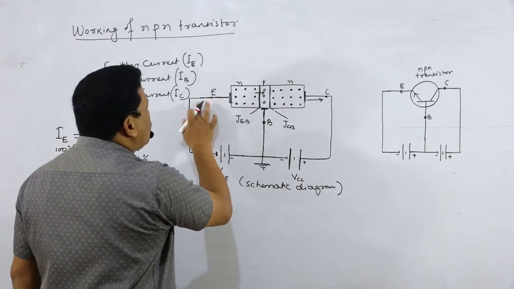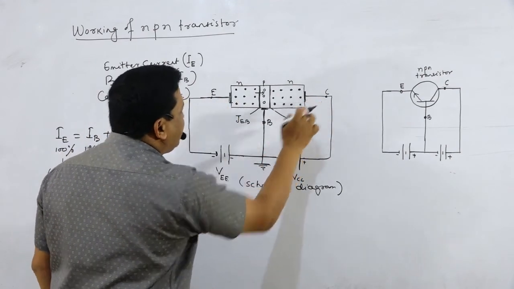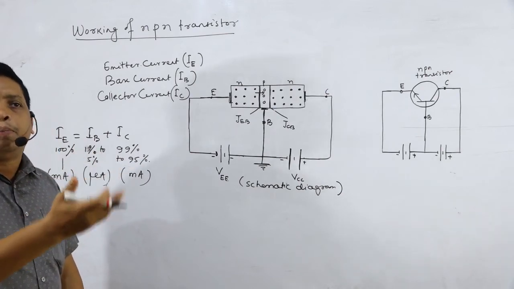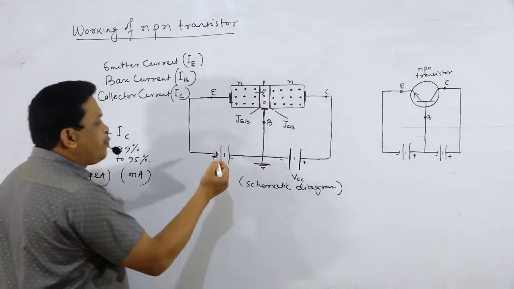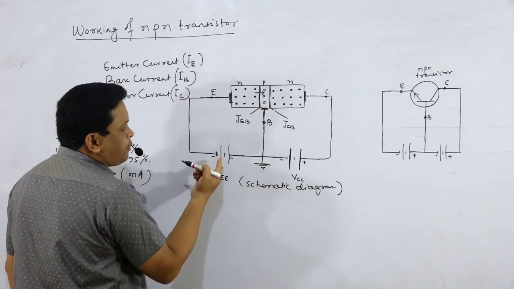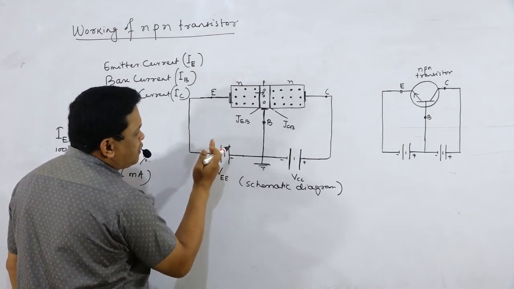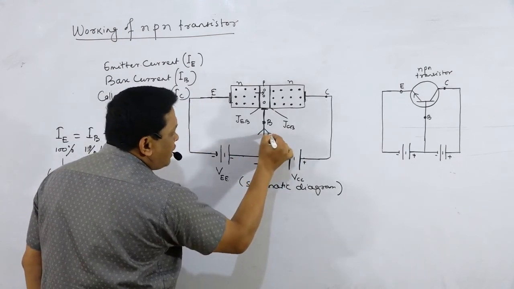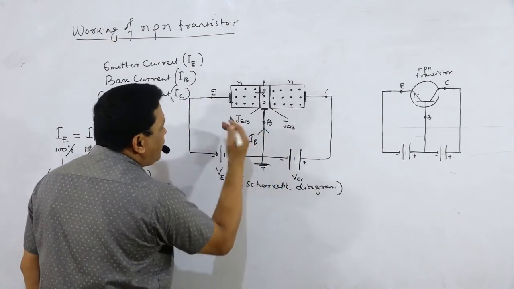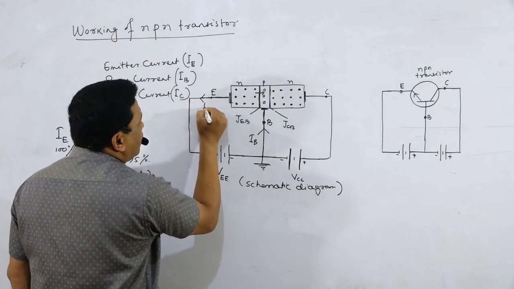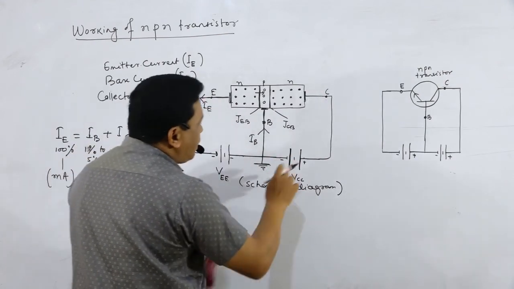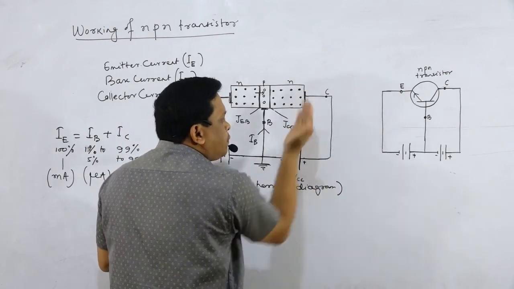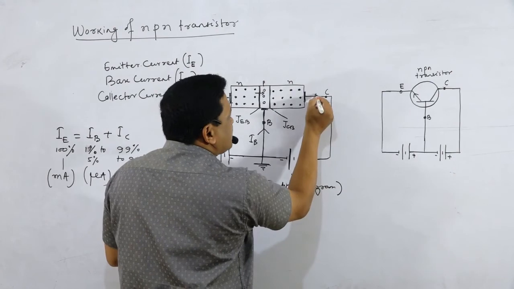Now you look at the current direction. Current direction is from positive to negative. Therefore, how does the current flow here? See, this side positive, this side negative. So the base current IB, emitter current IE, and this side it is positive. So current flows like this. Okay. So this is the collector current.